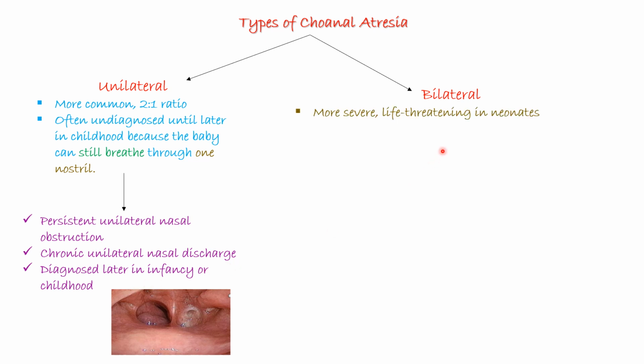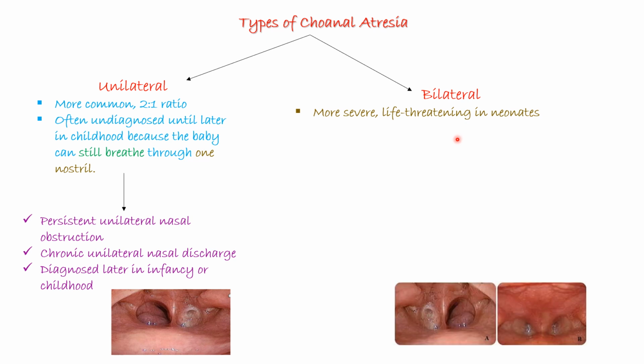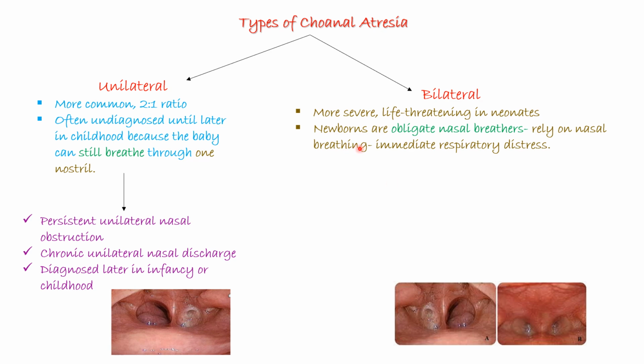So bilateral is more severe and more life-threatening in neonates, and the reason behind this is because neonates are obligate nasal breathers. So this is unilateral, this is bilateral, meaning there is no passage of air from the nasal cavity to the pharynx. So neonates are obligate nasal breathers and they rely on nasal breathing. And if we have bilateral choanal atresia, then you're going to have immediate respiratory distress.